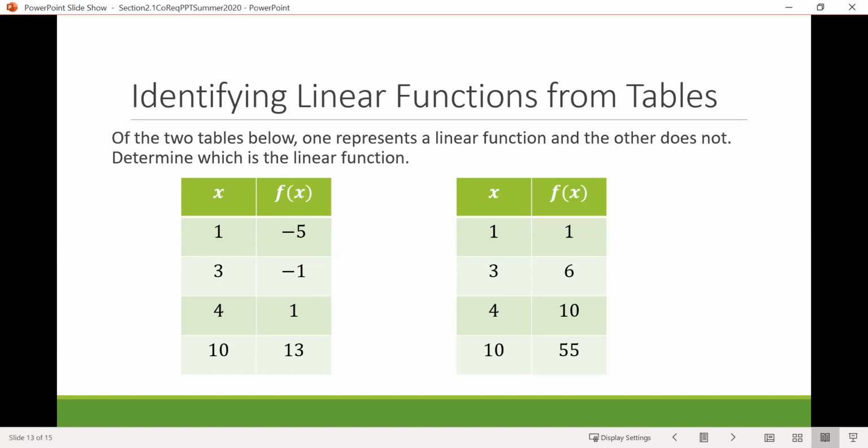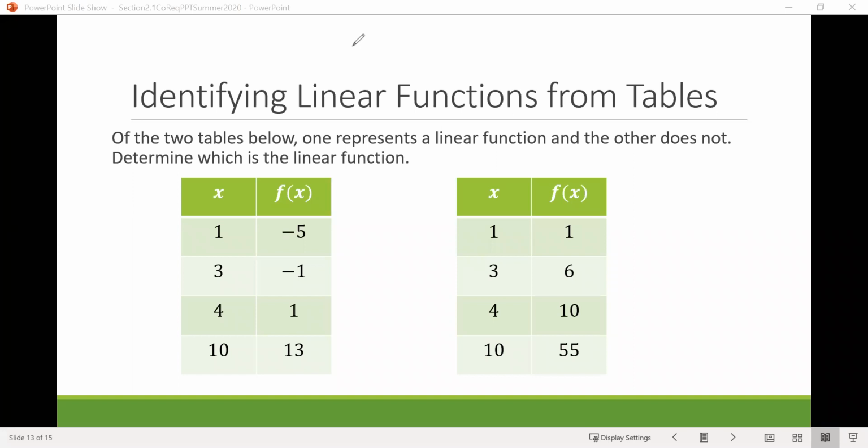Now, recall that one of the defining factors of a linear function is that it has a constant rate of change. What that means is that over any interval that we look, we'll get the same rate of change. It doesn't matter if we look from, say, in this first function, the interval from 1 to 3, or 1 to 4, or 3 to 10, or 3 to 4, we should get the same rate of change if that's a linear function. Whereas if it wasn't a linear function, one or more of those rates of change might be different. Okay, so let's do some calculations here.